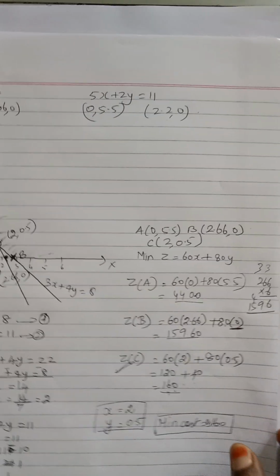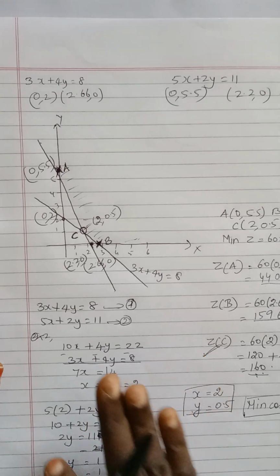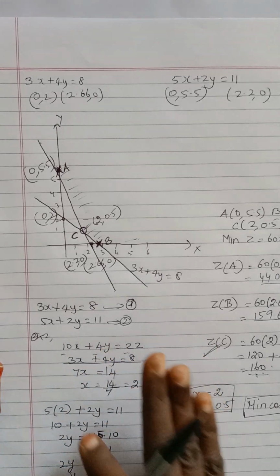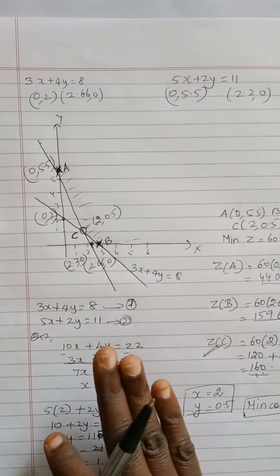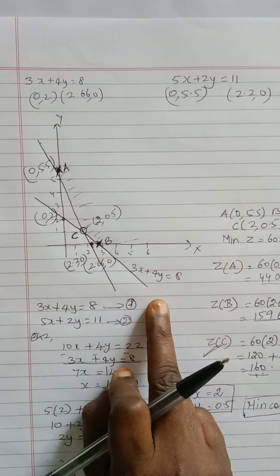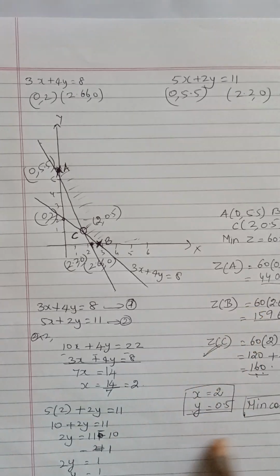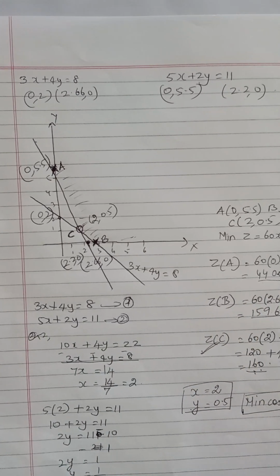This is the way we have to formulate the LPP and solve the problem by the graphical method. It is a simple method, but we have to have patience and mark the values correctly, then find the objective function, substitute the values, and derive the correct value that gives the minimum cost. I hope this is useful to you.